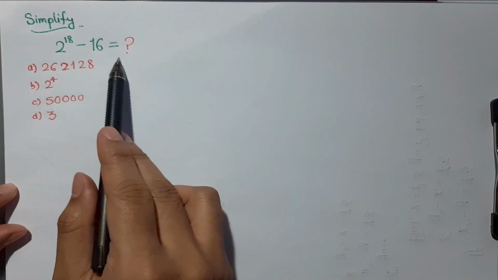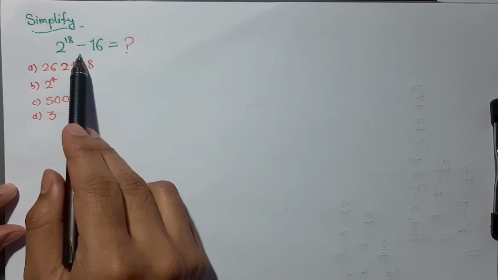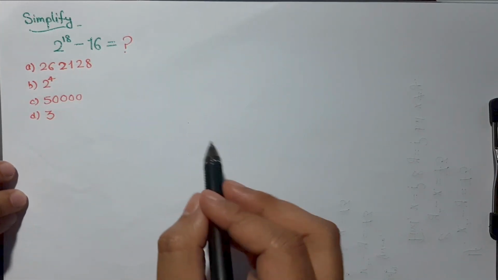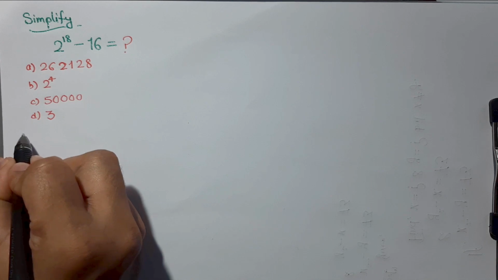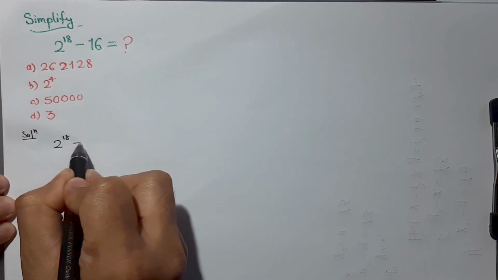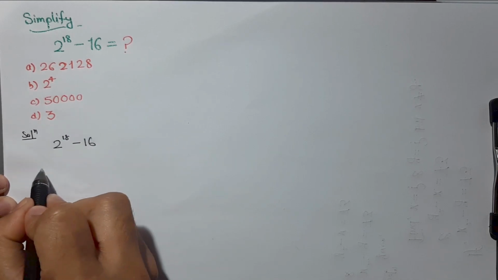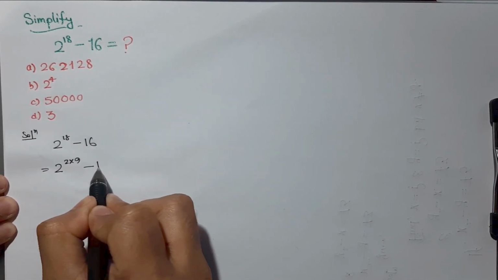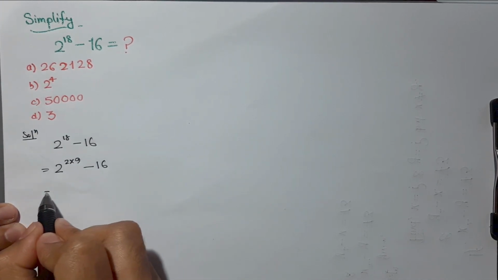Let's simplify this problem. Given 2 to the power 18 minus 16, we need to find out the value. These are the given options. So let's first write 2 to the power 18 minus 16. We can write 18 as 2 into 9, minus 16.